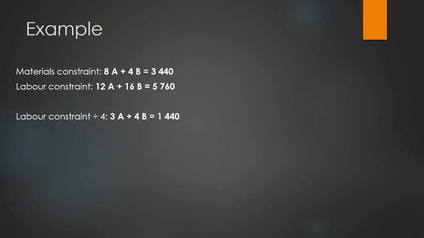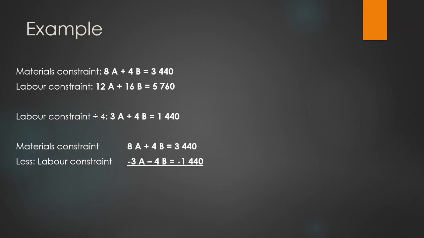Now that the B's are the same in both constraints, I will subtract the labor constraint from the materials constraint. Notice how I have changed the signs to negatives in the labor constraint. I then end up with 5A is equal to 2,000, and I can solve for A as 2,000 divided by 5 is equal to 400.